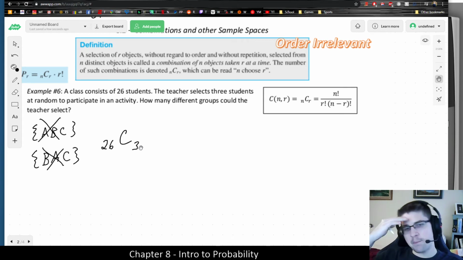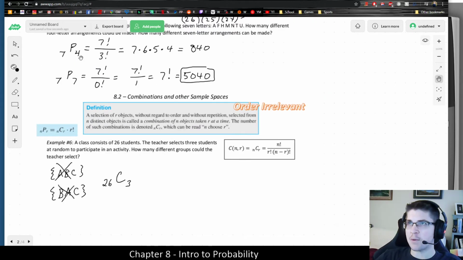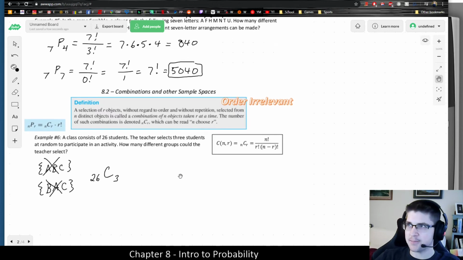So instead of thinking picking and choosing, I don't think that those monikers really help understand the difference. I kind of think about the difference as, when I'm using the permutation, order is important. The arrangement of them matters. When I'm using C for combination, the order does not matter, like in this context.